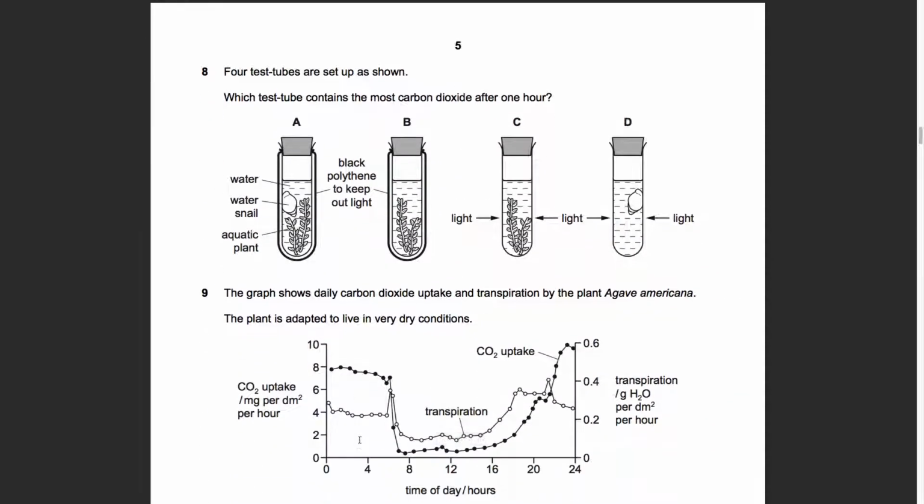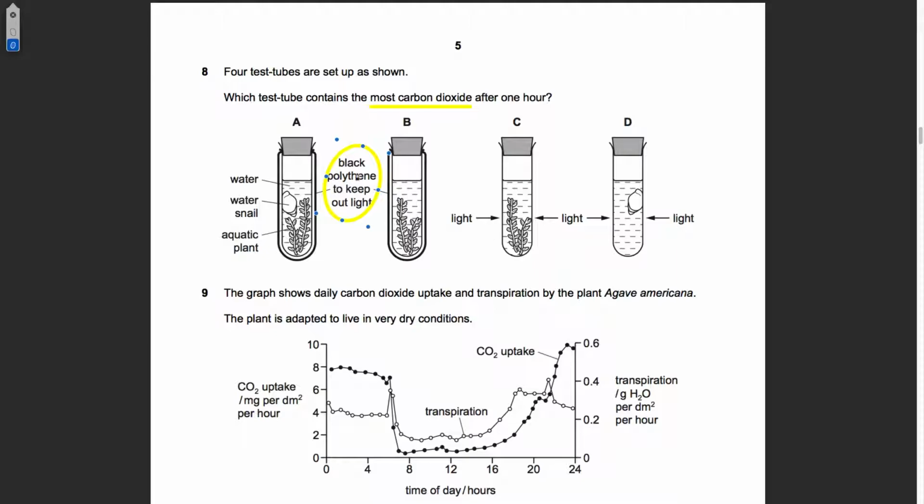Right, number 8 is a really tricky question, and people really stumble with what's going on here. So let's just go through what we're being asked first of all. We've got 4 tubes set up. It says which one will contain the most carbon dioxide after an hour. Now, A and B have both got some kind of black, like bin liner material around them. Polythene, it's just like plastic bag sort of stuff, whereas C and D don't, and light can get in.